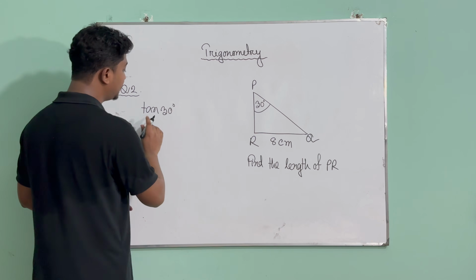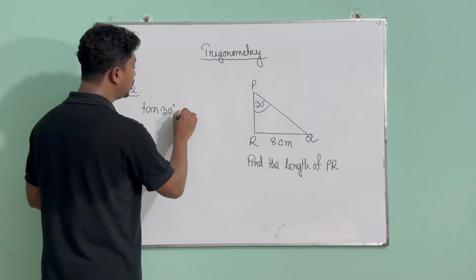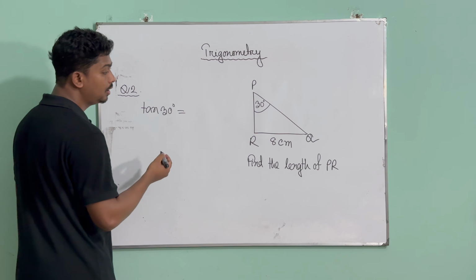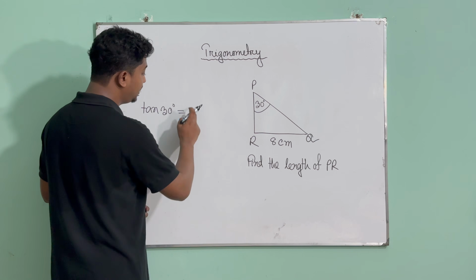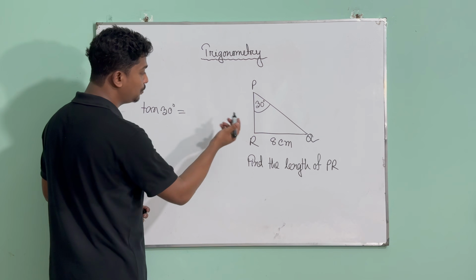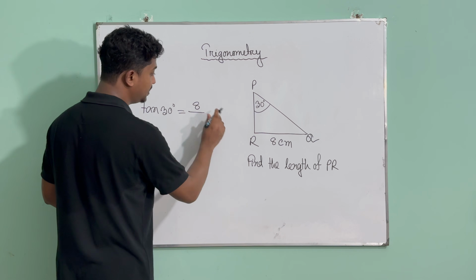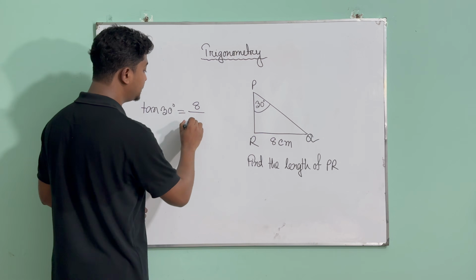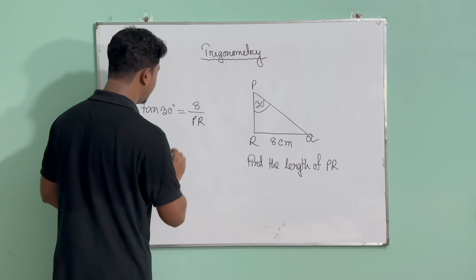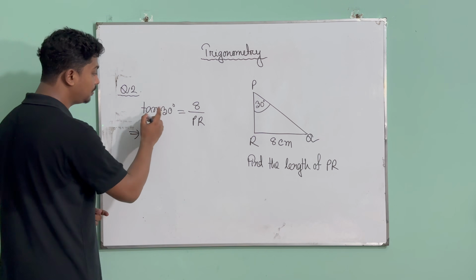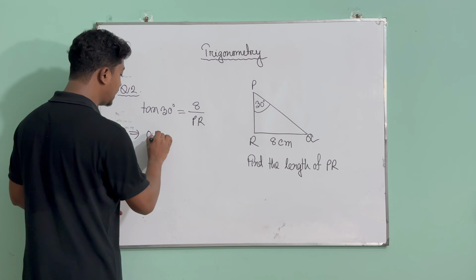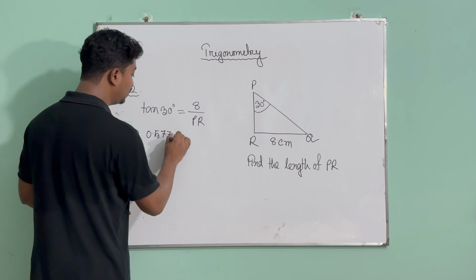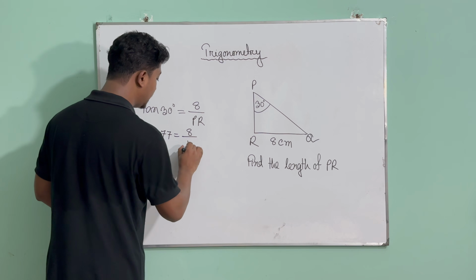We are not going to use theta because the value of theta is given, equals to, what do we have here? We have opposite divided by adjacent, right? Which one is opposite? 8 is opposite. That means QR. Adjacent is PR. We don't know it. We're asked to find it. So if you put it in a calculator, you'll get a value of 0.577 equals 8 divided by PR.